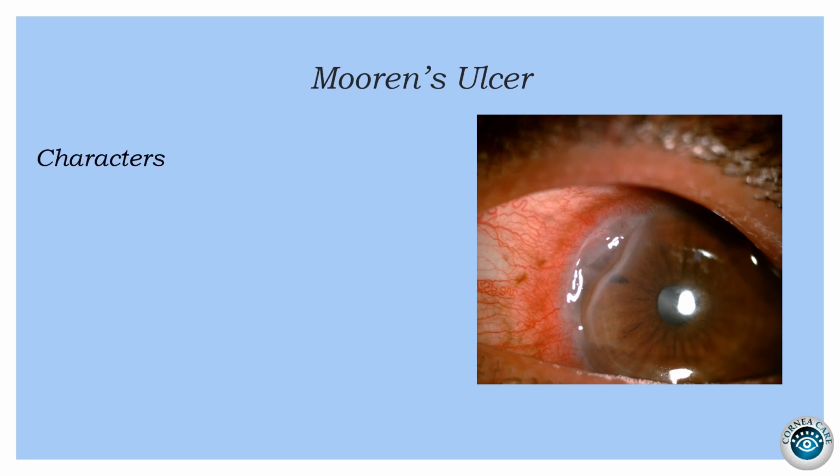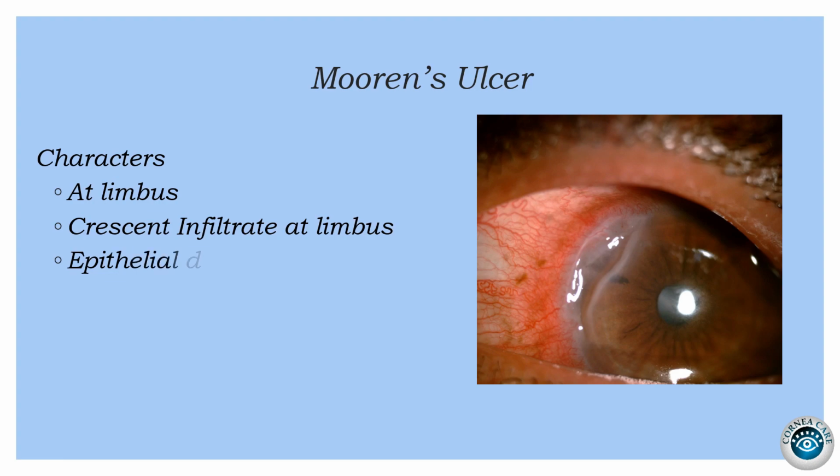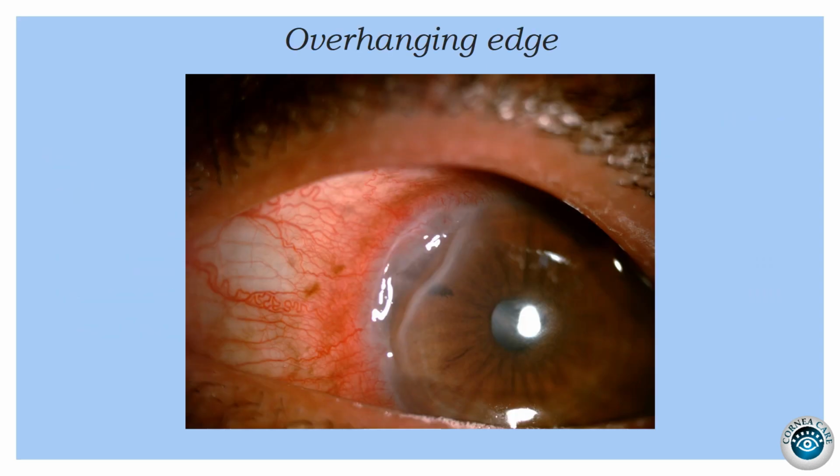Mooren ulcer starts at extreme periphery, that is limbus. It is a crescent-shaped infiltrate where the infiltrate is seen at the edge of an epithelial defect, and as the disease progresses, there is an area of stromal loss. A characteristic feature of Mooren is overhanging edge. If we touch the central edge, we realize that we can flip it as the underneath stroma has been eaten and thinning is much wider than what it appears.